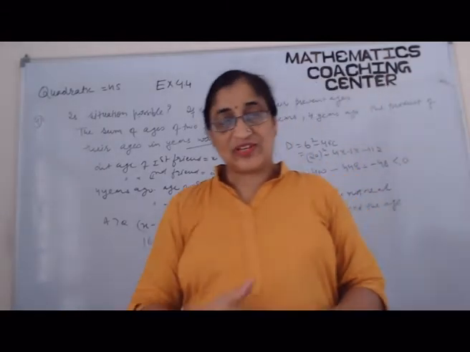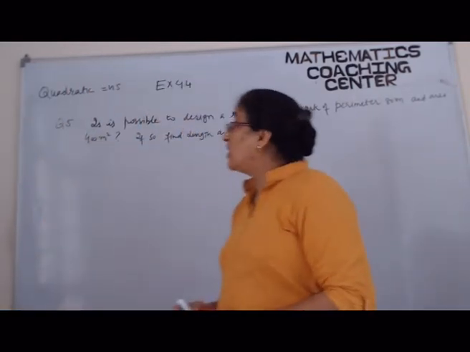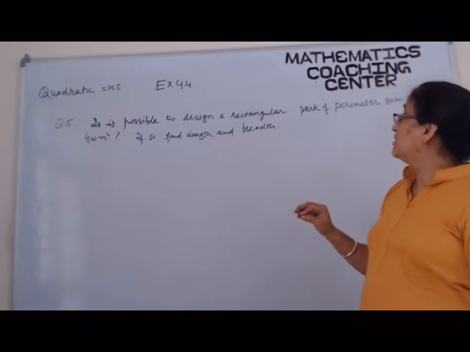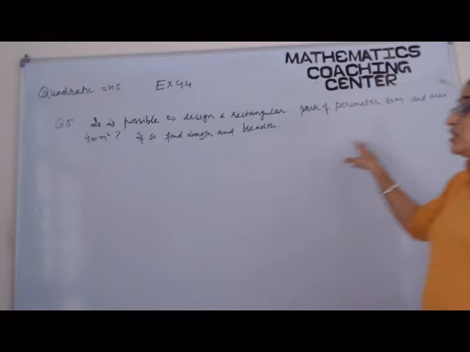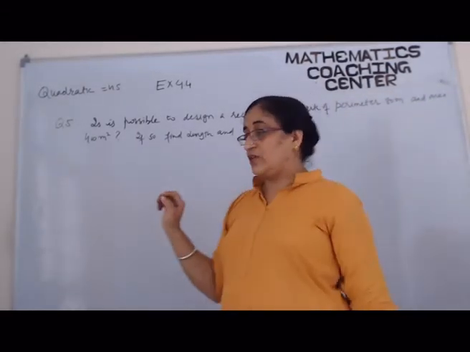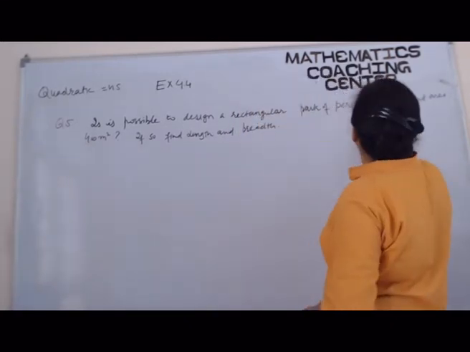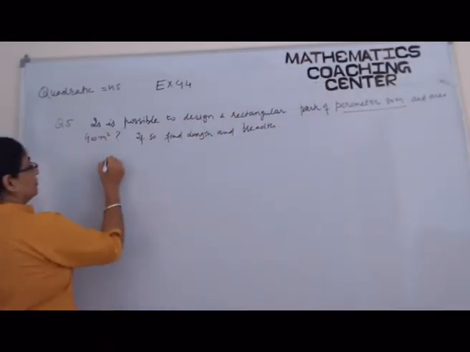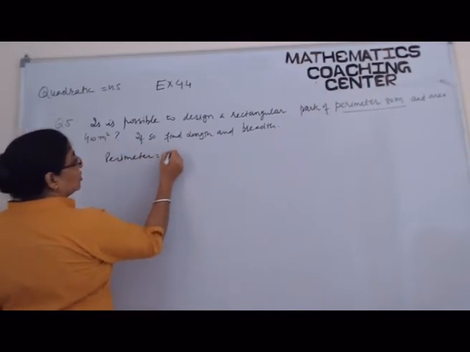Now we have to do the next question, question number 5. Is it possible to design a rectangular park of the perimeter 80 meter and its area is 400 meters square? If so, find the length and breadth. Now given the perimeter of the park is 80 meter. So perimeter is equal to 80 meter.